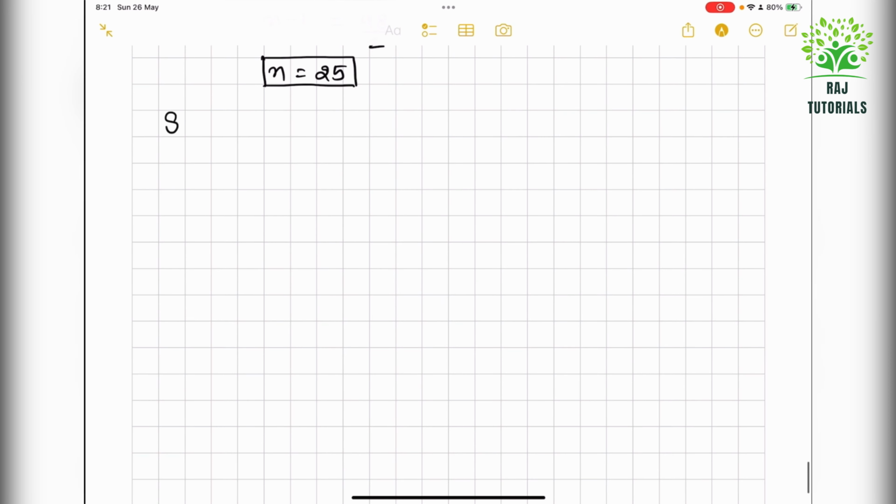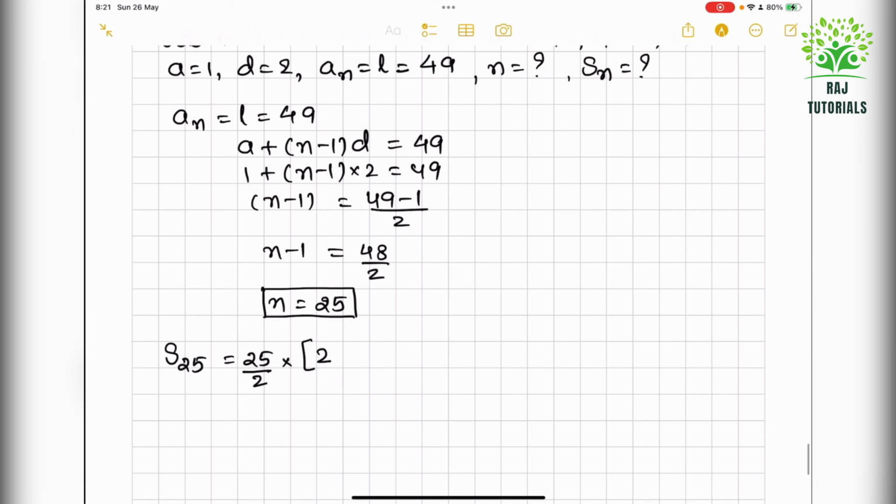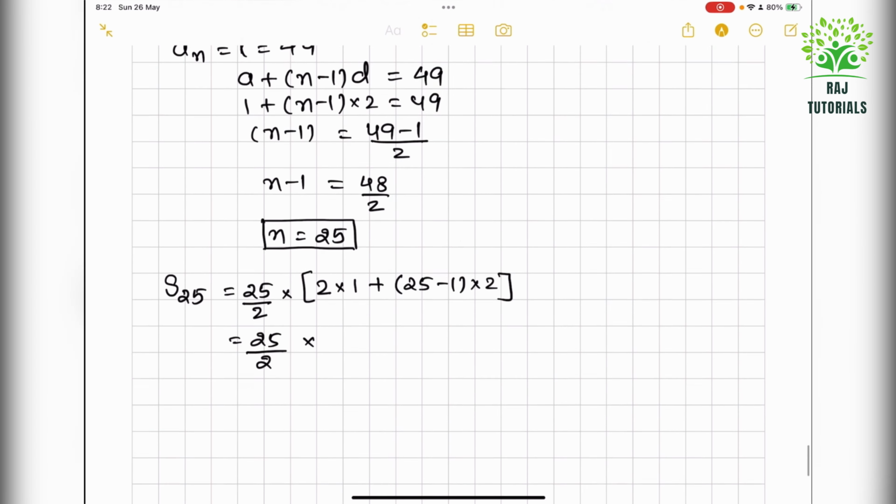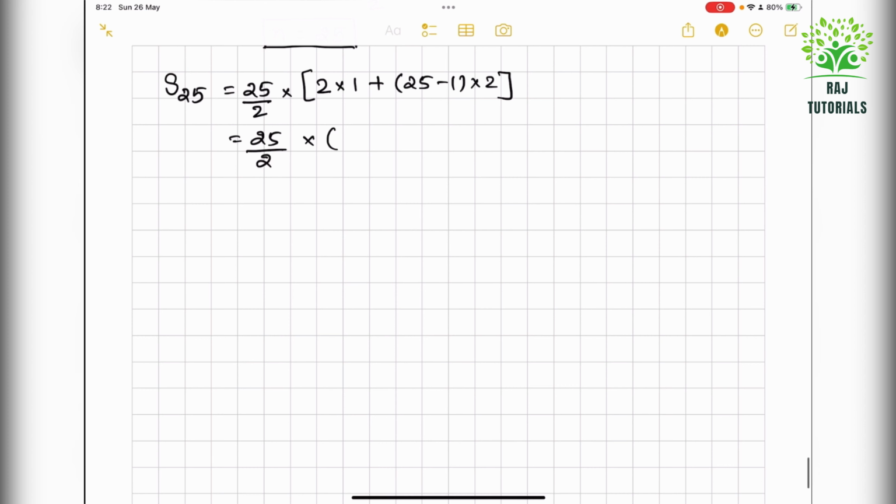So S25 will be 25 by 2 into 2a, so 2 into 1 plus (25 minus 1) into d. D is 2. So this will be 25 by 2 into 2 plus 24 twos, so 48. So 25 into 50 by 2. So the answer will be 625.